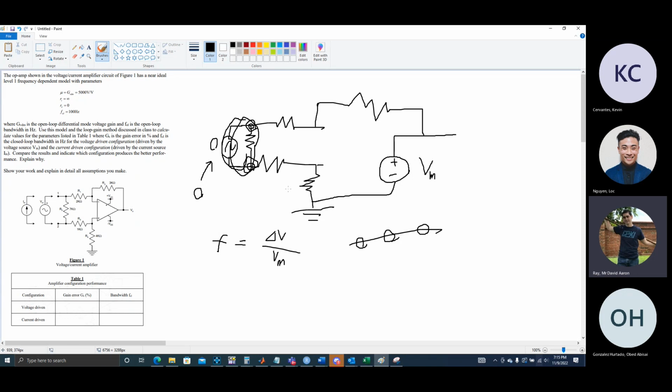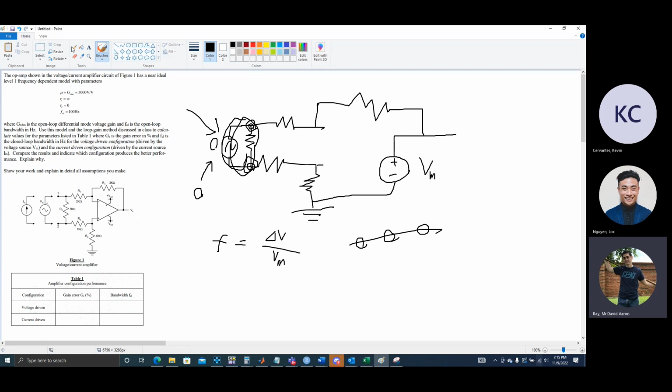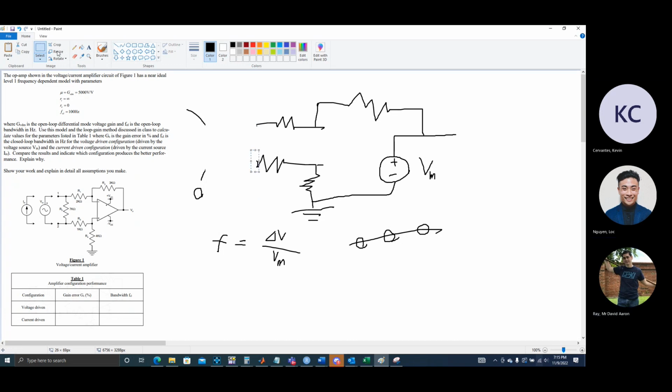That's why whenever we set this voltage right here to 0, let me get rid of the messiness of that. Basically, you're saying when it's voltage driven, that means that your source is going to be equal to 0? Yes, because you're going to be finding feedback. Okay.